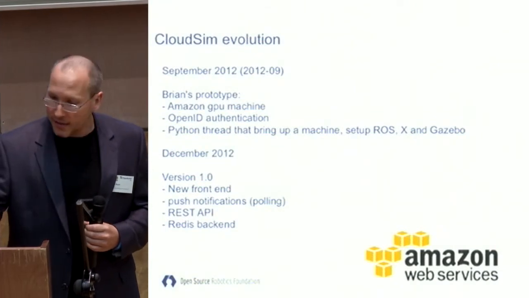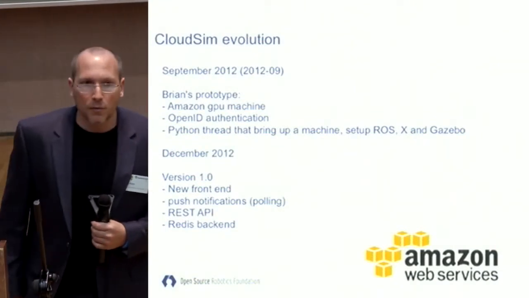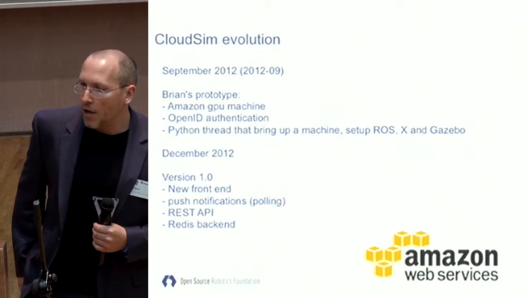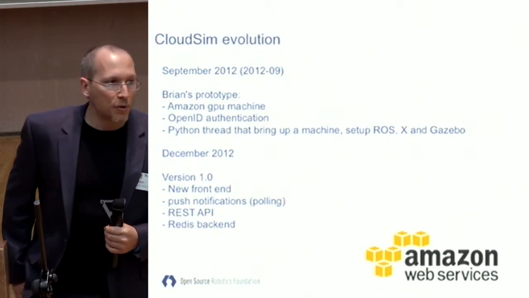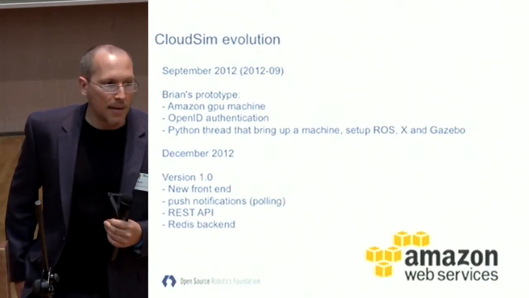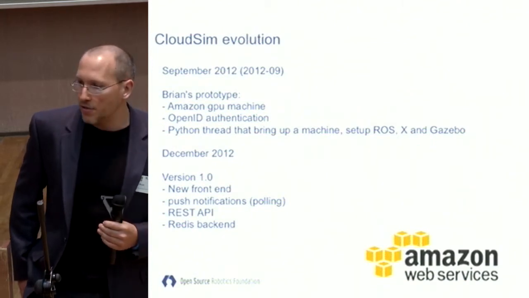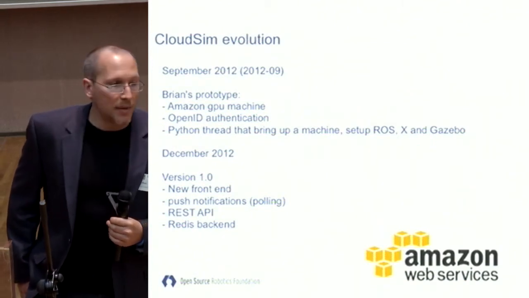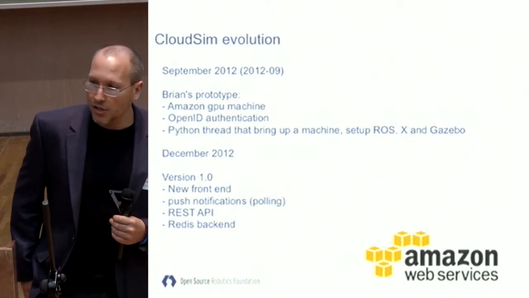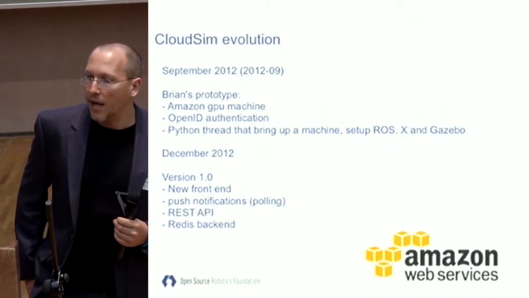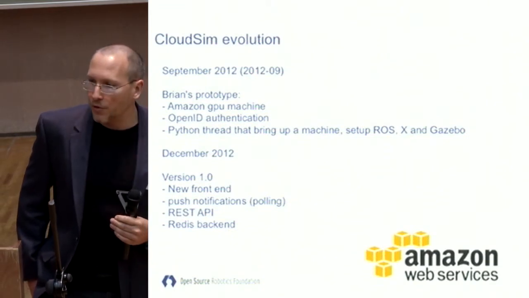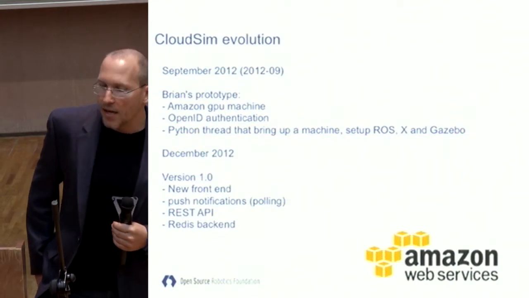So, how did we get to where we are now? When I joined OSRF in September, Brian already had a prototype that was able to launch a machine on Amazon services and set up an X session, install Gazebo, and this was all behind a web server that you could log in through OpenID.